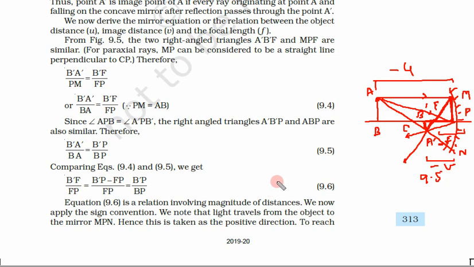So we were trying to find the mirror equation for a spherical mirror, and we have learned that we have two right angle triangles that are similar, B'A'F and MFP. These are two similar triangles, and we have seen that from the property of tan theta, B'A' upon PM is equal to B'F upon FP. Then we put the value of PM equal to BA, because PM is equal to AB.